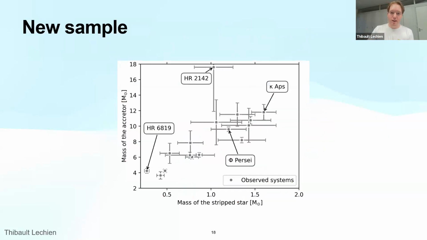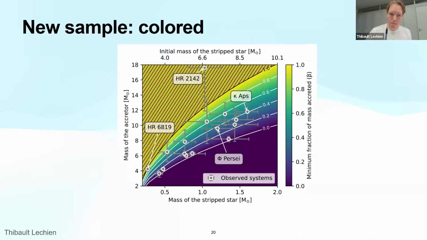And so that is what we did in this figure. On the x-axis, we have the mass of the stripped star, and on the y-axis, we have the mass of the accretor. In these gray and white points and error bars, you can see the observed masses of the systems in our sample. In background color, I plotted the minimum fraction of mass accreted, which is derived using the method I just explained earlier.